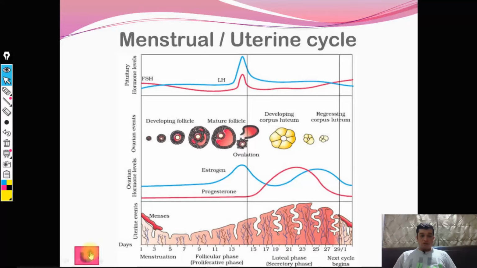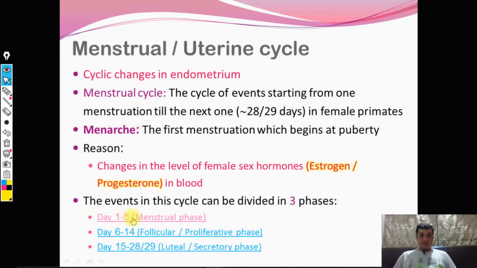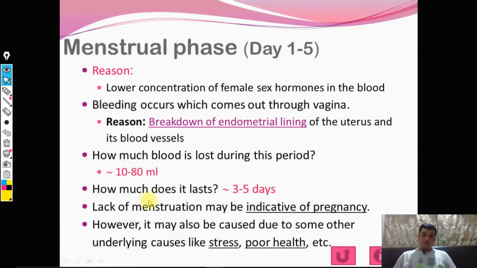So, until now it should be clear what happens in the menstrual phase, between day 1 to day 5, that is what we have discussed. Okay. Now, there are some myths regarding menstruation.